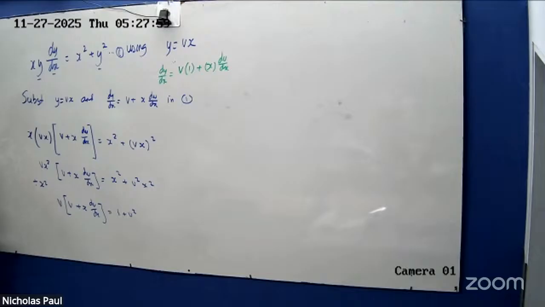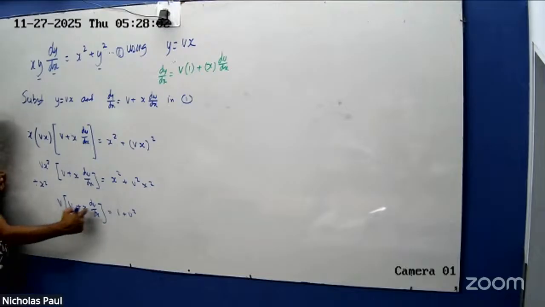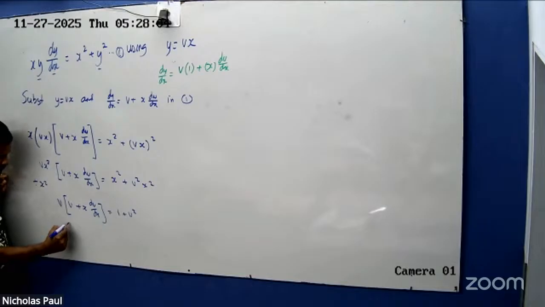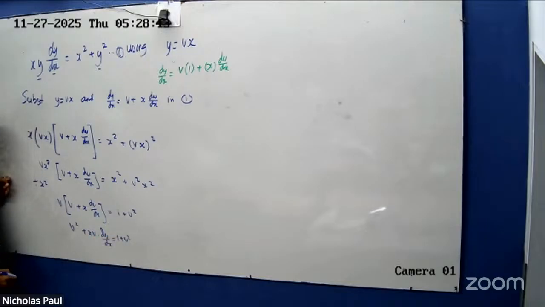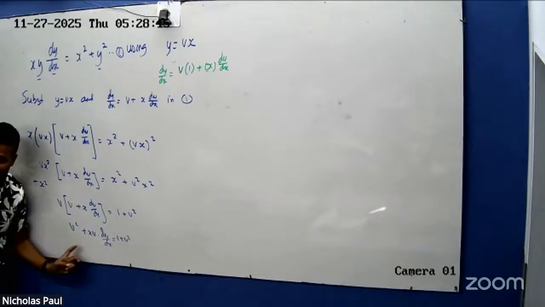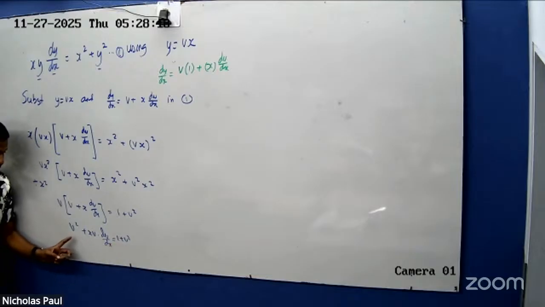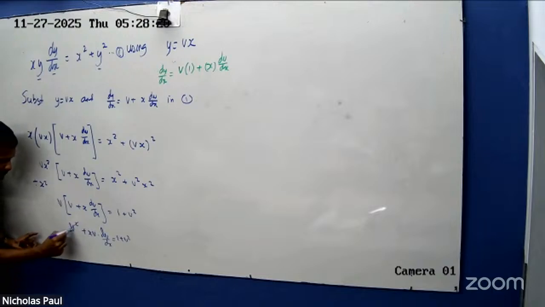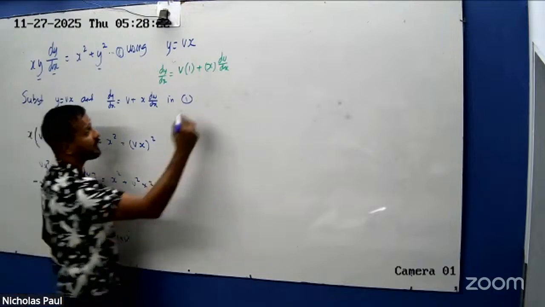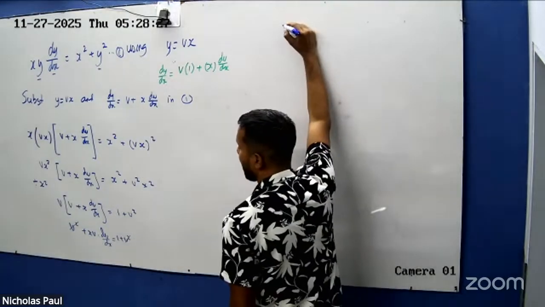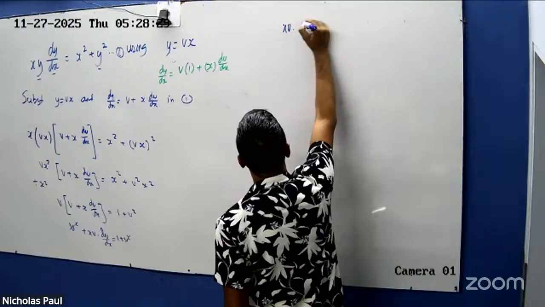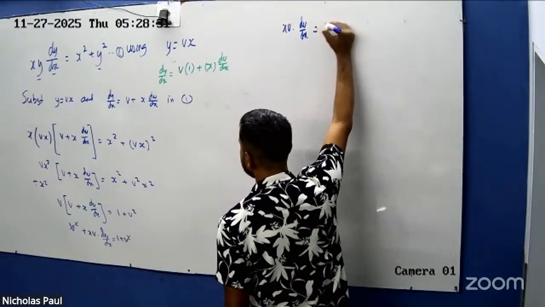Well, what's the next thing I can do? I can get rid of brackets. So I get v squared plus vx by dv dx is 1 plus v squared. What will happen to the v squareds? They will cancel. And I will end up with xv dv dx is equal to 1.